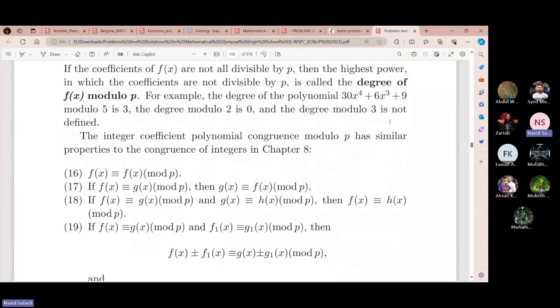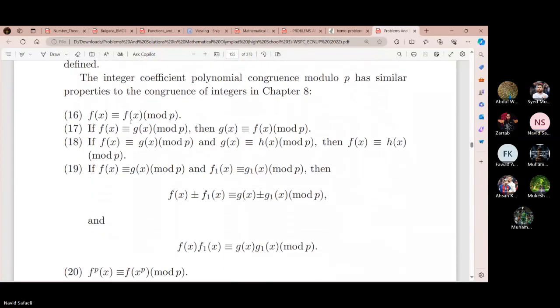So congruency of polynomials is also very similar to congruency of numbers. You can see that every polynomial is congruent to itself. We have this, and so on.